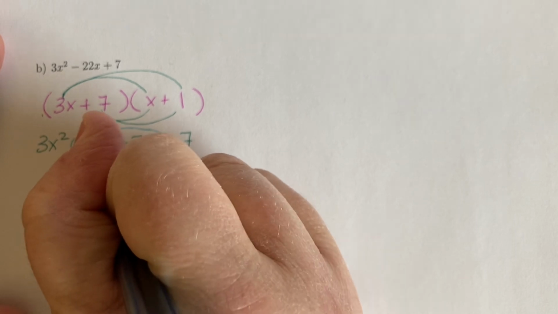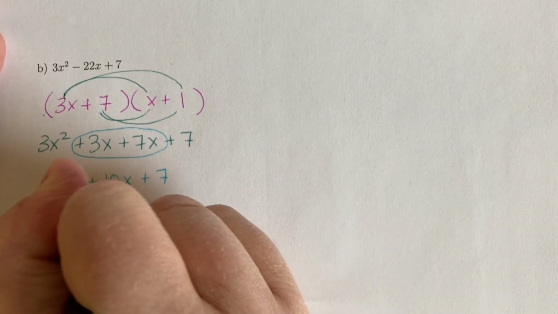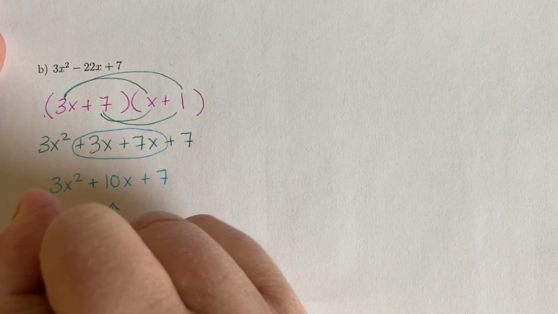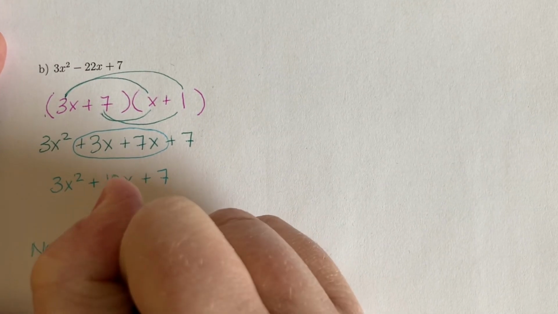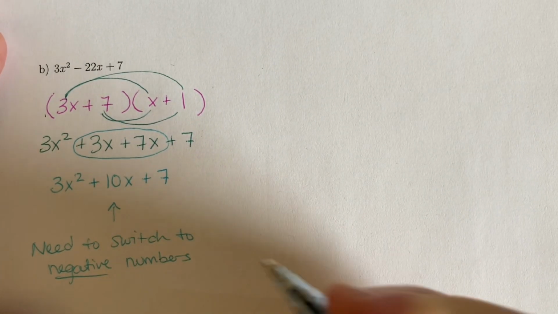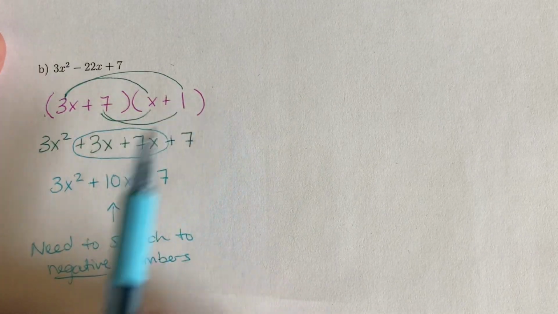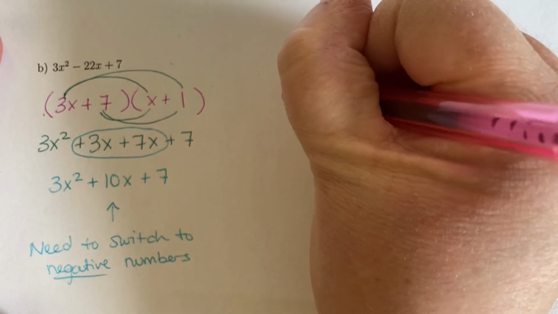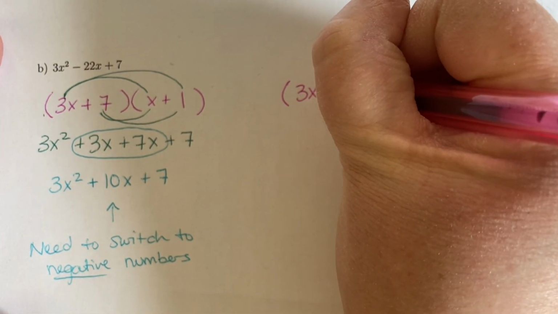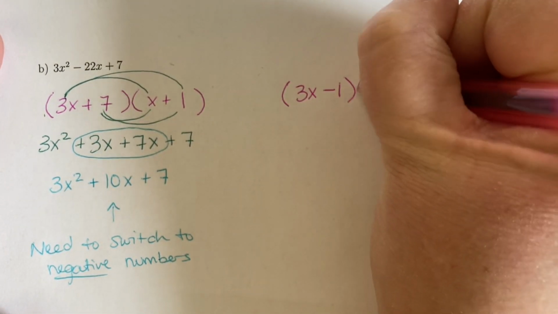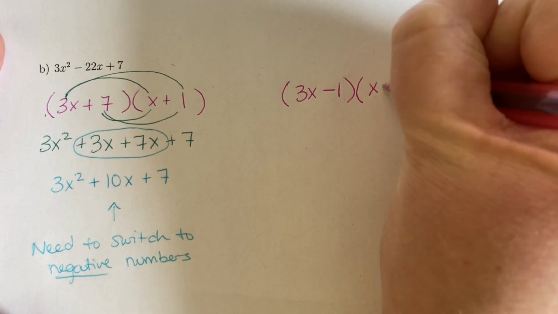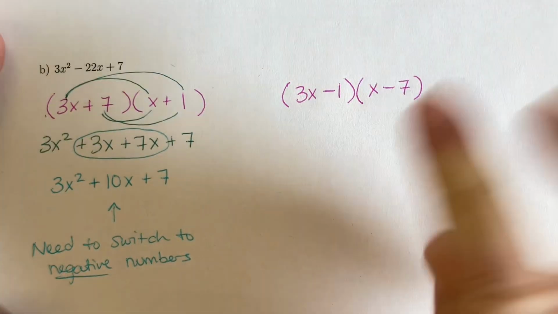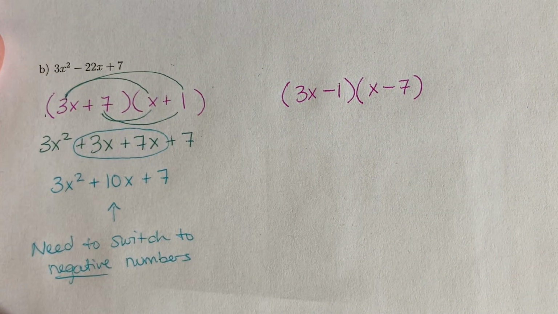So let's just write that. We need to switch to negative numbers. But also I need to flip where the 1 and the 7 are, right? So there's a couple changes we're making. But that's part of guess and check, thinking about how to improve our guess. So now it's 3x minus 1 and x minus 7. I flipped where the 1 and 7 are, and I made them both negative.